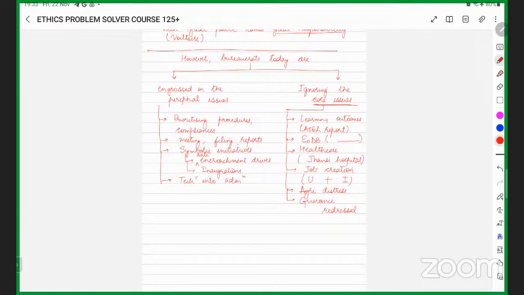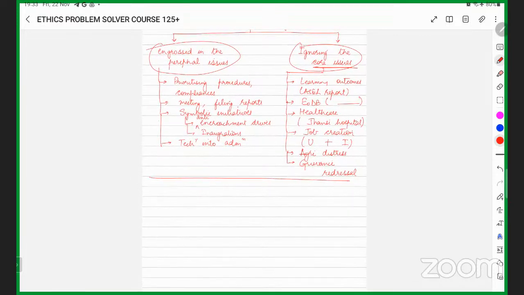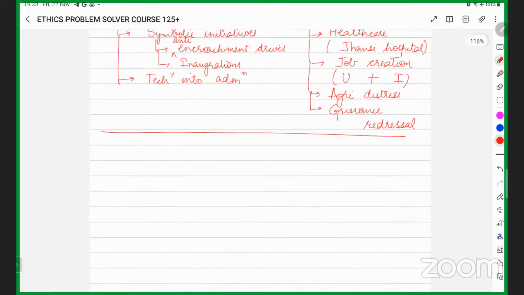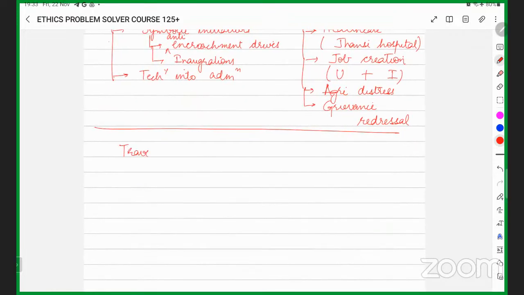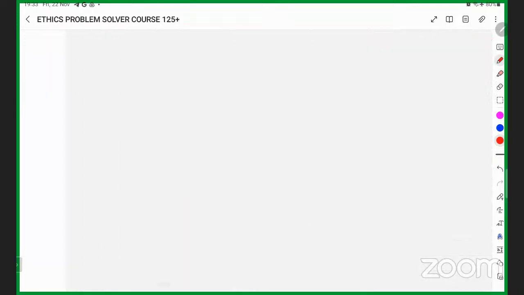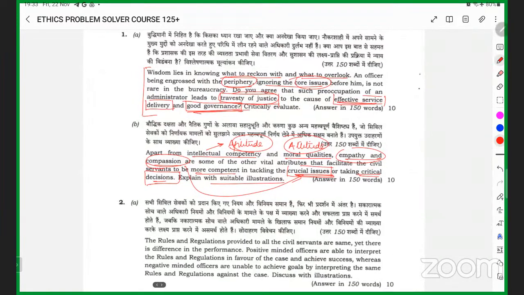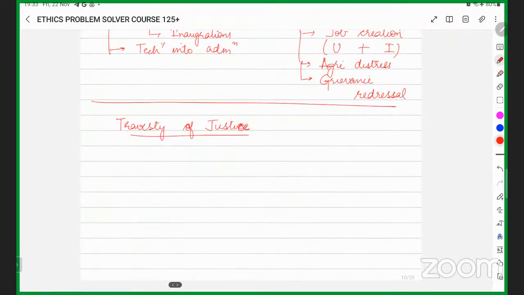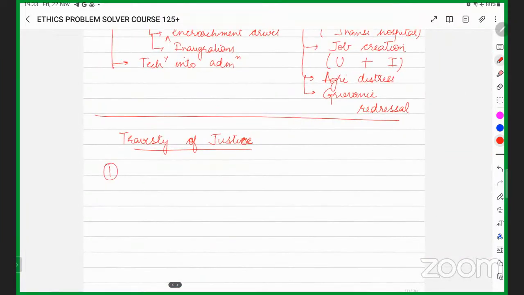Now, this is just the first part in which you have shown that they are engrossed in the peripheral issues and they're ignoring the core issues. The main demand of the question is that it is leading to travesty of justice. Travesty of justice in the context of poor service delivery, and the other thing was, I just forgot. I think good governance. Yes, it was good governance. So it is in this context you have to write about travesty of justice.